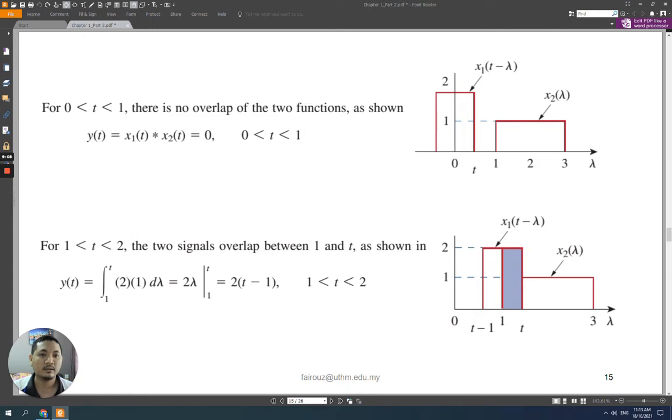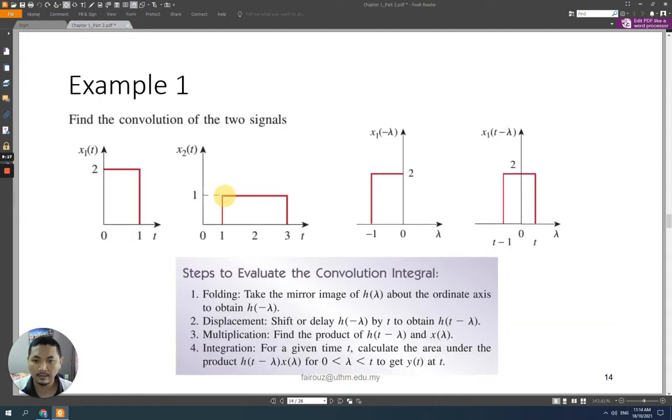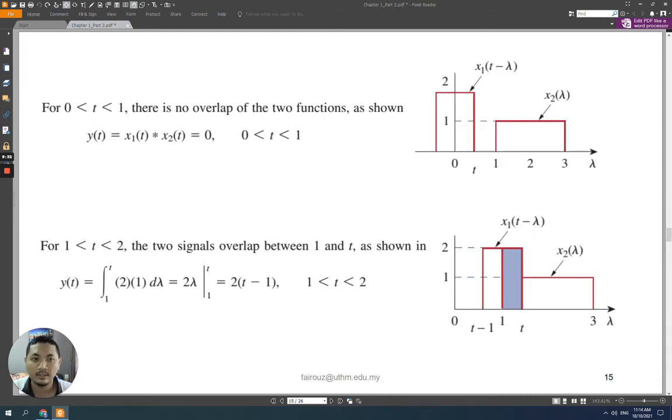So this is when the first signal has shifted, right? This one is fixed, it remains fixed from 1 to 3, it doesn't move, only this signal is moved. So fold it and shift it to the right. You can see here, now it is shifting to the right. The edge of the signal here has moved as much as t.